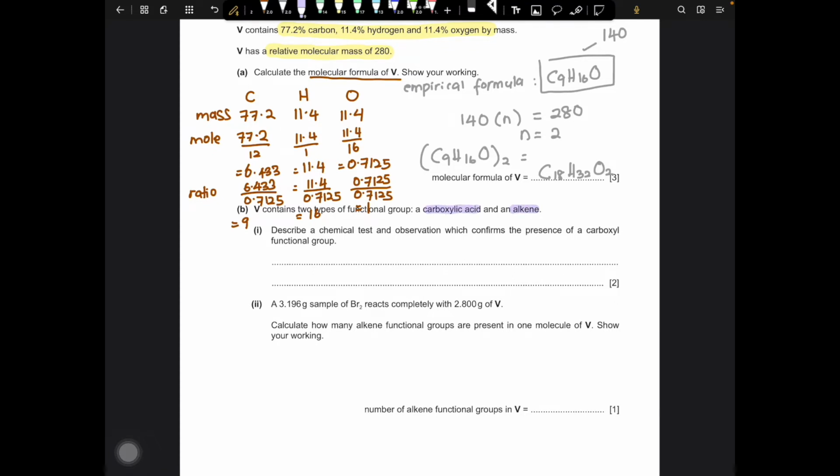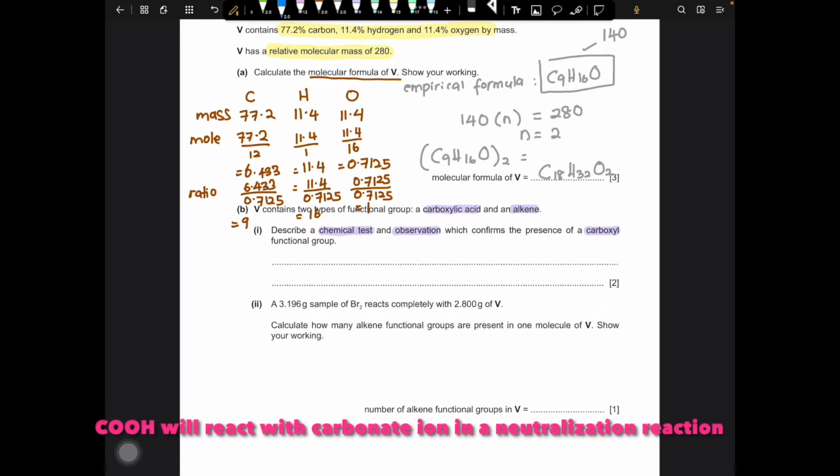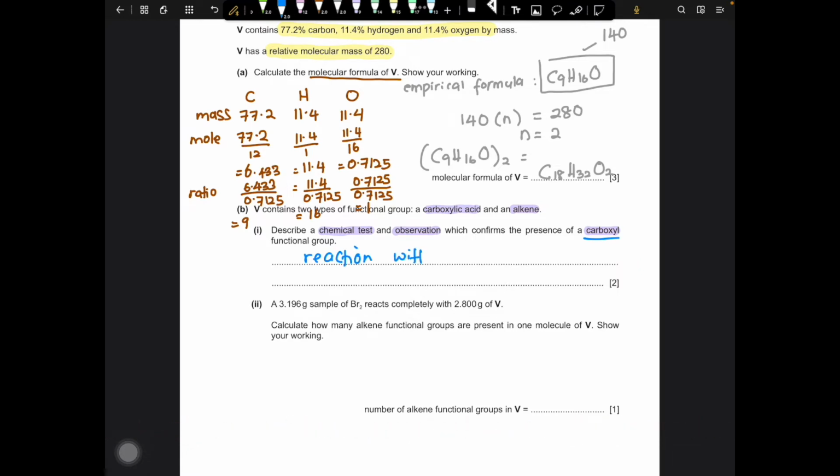And we need to describe a very simple chemical test and also its observation to confirm the carboxylic acid. So the easiest way to determine the presence of carboxylic acid, definitely the reaction with carbonate ion, because carboxylic acid is an acid and carbonate ion is a base. So the simplest carbonate ion compound, that will be sodium carbonate. Sodium carbonate is a solid. When we add to a liquid that contains carboxyl functional group, you will see fizzing or effervescence.